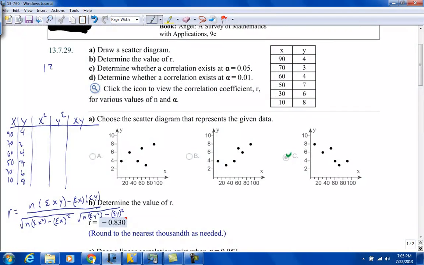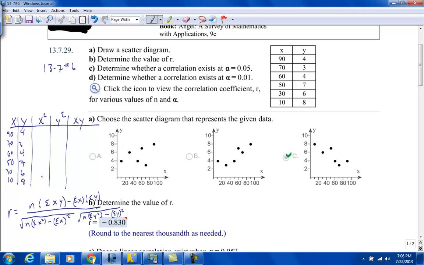Hi, we're looking at 13.7, number 6 here. It says draw a scatter diagram of the data, determine the R value, and determine whether a correlation exists at alpha being 0.05 and whether one exists at alpha being 0.01. So here's our data up here. I've recopied it down there.